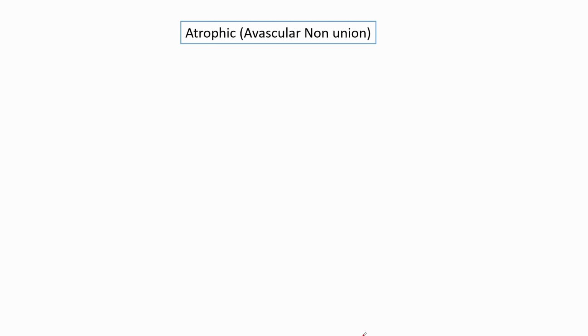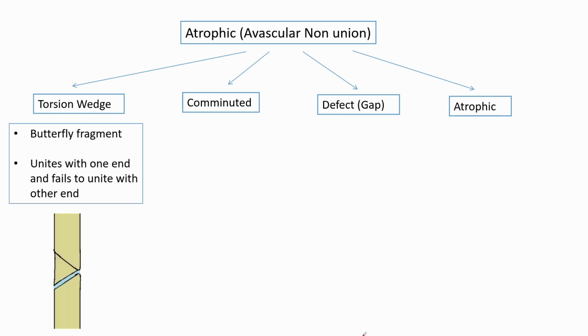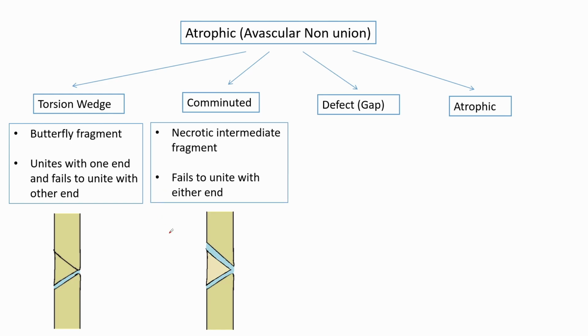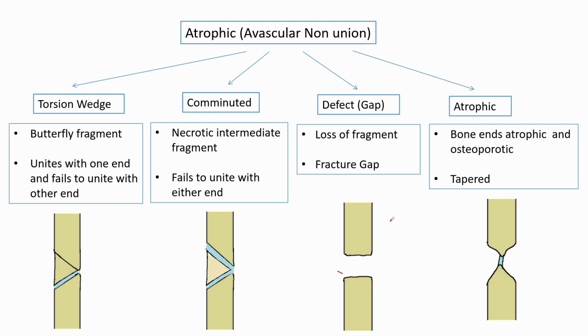Coming to types of atrophic or avascular non-union, these are classified into four types. First is torsion wedge, second is comminuted, third is defect or gap non-union, and fourth is atrophic non-union. In torsion wedge, there is a butterfly fragment which unites with one end and fails to unite with the other end. In comminuted, there is a necrotic intermediate fragment which fails to unite with either end. In defect or gap non-union, there is a loss of the fragment and gap at the fracture site. Whereas in atrophic non-union, the bone ends become atrophic and osteoporotic and the ends are tapered.